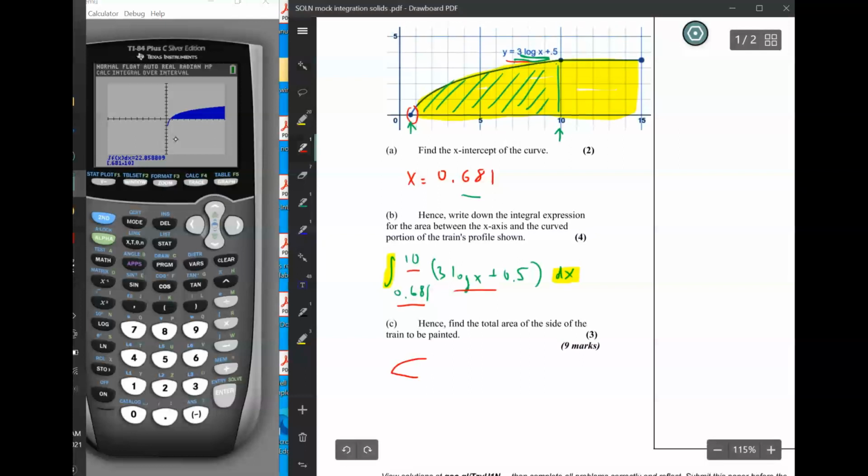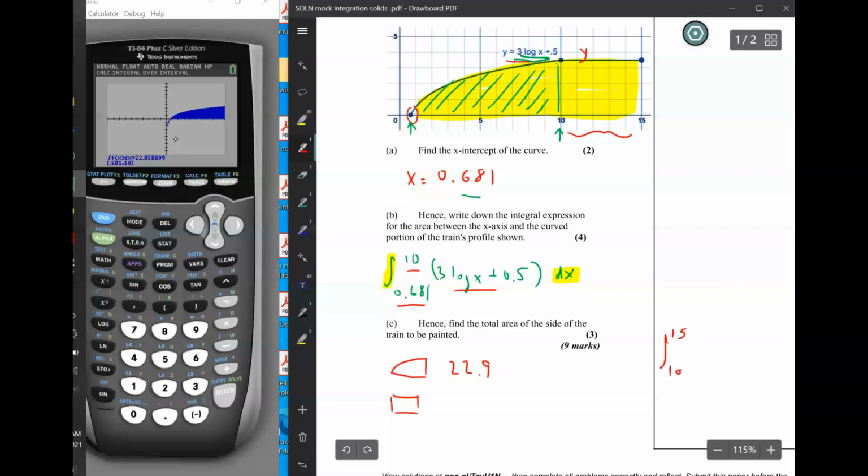So this part is 22.9. What about the rectangular part, which is between 10 and 15? You could use an integral to calculate this too. The way you would use an integral is you would write down the integral from 10 to 15 of the function. And how high is this function?